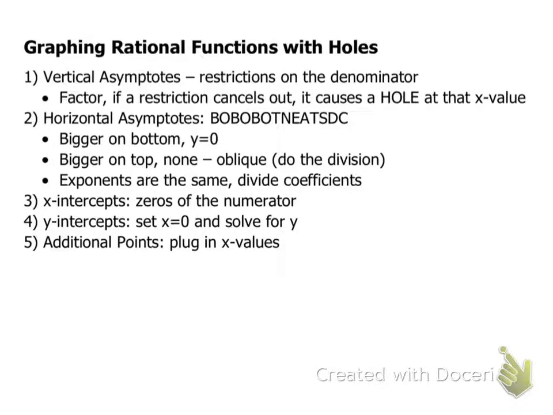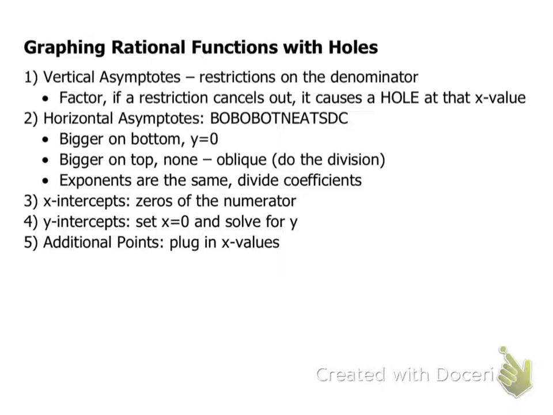Let's look at graphing rational functions with holes. When you have your rational function, remember that vertical asymptotes are restrictions on the denominator. With these, we're going to end up factoring, and if one of those restrictions cancels out, that is what becomes the hole. And we'll look at that in just a second.